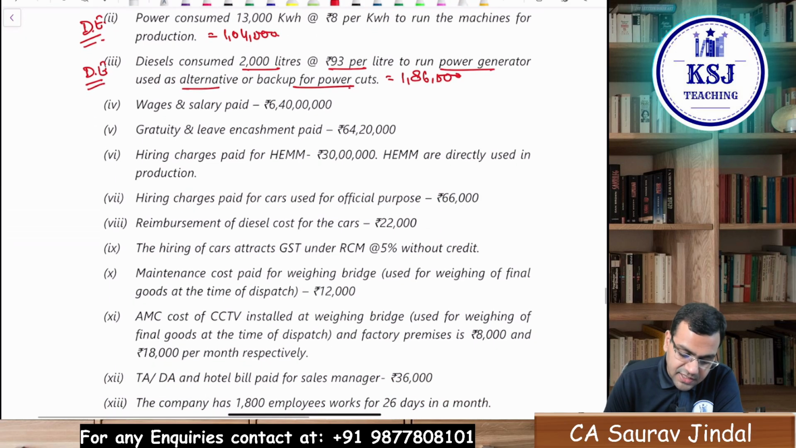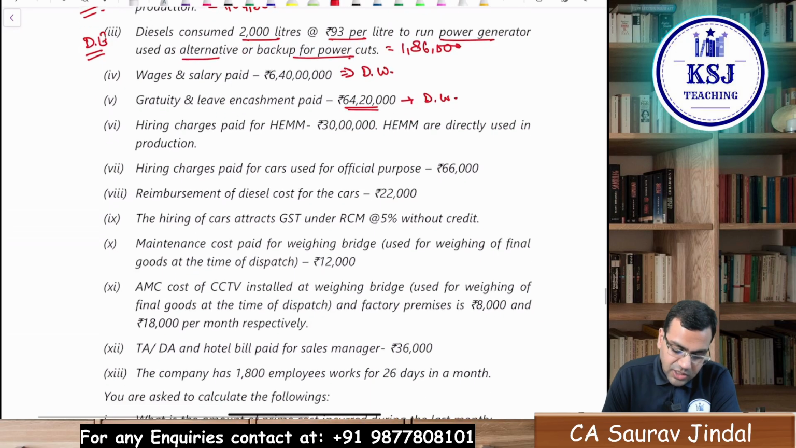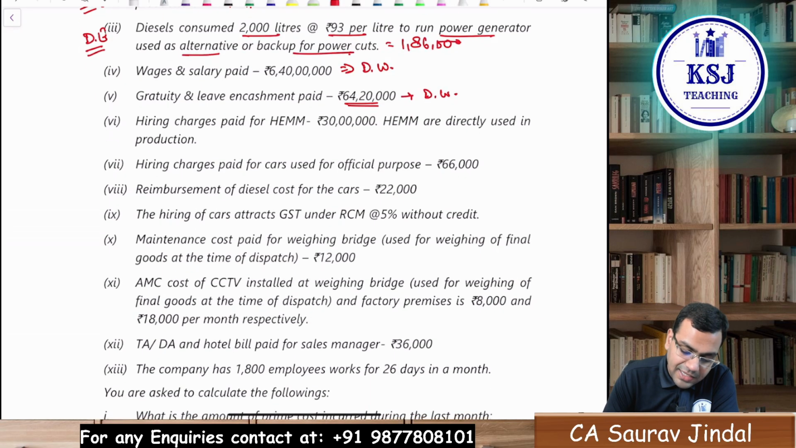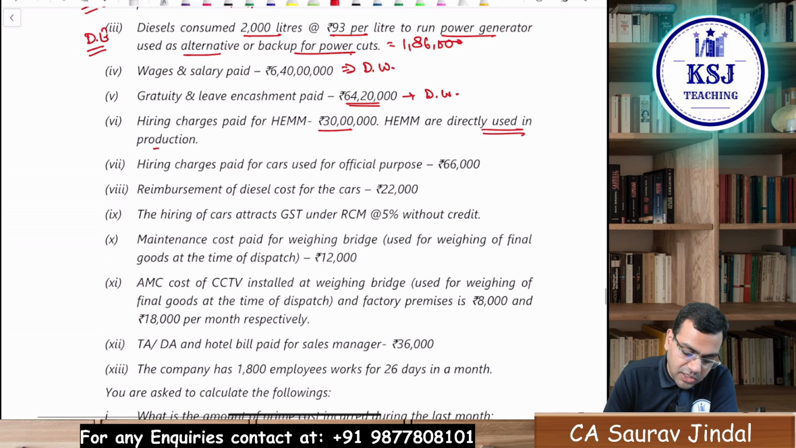Then wages and salaries paid 6 crore 40 lakh. It is a part of your direct wage cost, direct wages or direct employee cost. Gratuity and leave encashment paid 64 lakh 20,000. Again, a part of your direct wages. Hiring charges paid for HEMM 30 lakhs. The HEMM are directly used in production. So this is again your direct expenses of 30 lakh rupees.